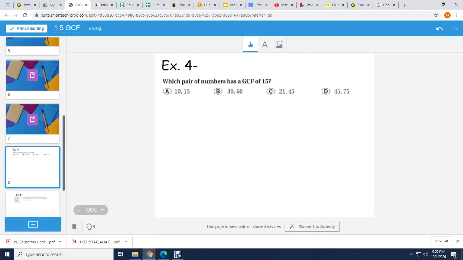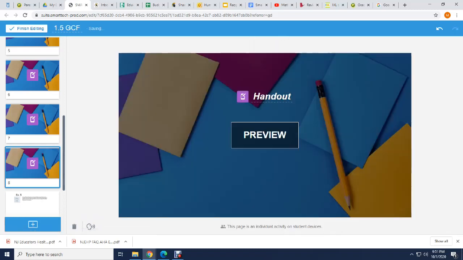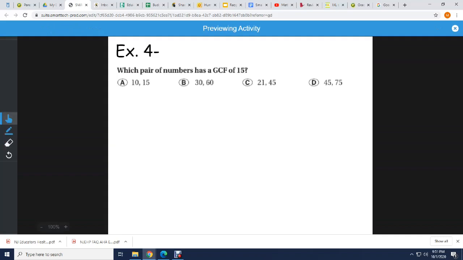Alright, so, example 4 here, trying to reverse this a little bit. Which pair of numbers has a GCF of 15? Right? And so, I can jump out over here real quick, and I can start figuring this out. Okay? We have 10 and 15, right? 10 and 15 is where we're starting. And here we go. I'm going to take 5 away from both. I get 2 and 3. GCF here is 5.